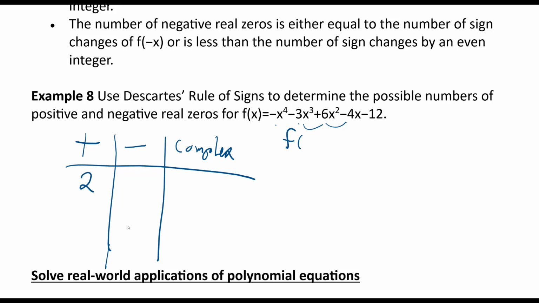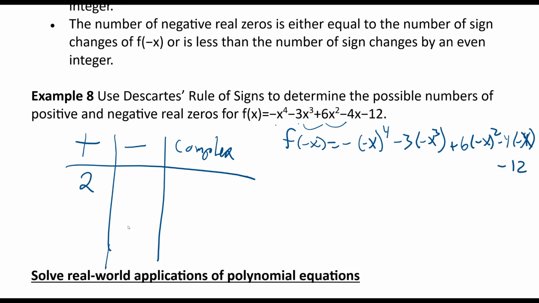Now, if we look at f of negative x, that's going to be the negative of negative x to the 4th, minus 3 times negative x cubed, plus 6 times negative x squared, minus 4 times negative x, I got out of space here, and then we'd have minus 12. So let me summarize that. That's f of negative x is going to be negative x to the 4th. We have now a double negative. This 3 should be on here.